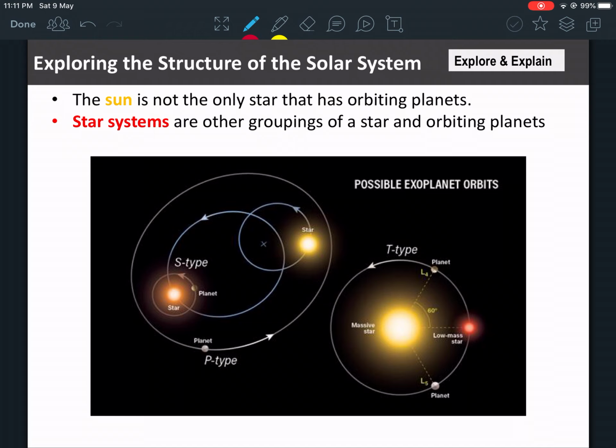So the sun is not the only star. There are many stars, and a star system is a star with a group of planets that orbit around this star. Okay, this is called a star system. It's a star and a group of celestial bodies that orbit around it. Our star is called the sun.